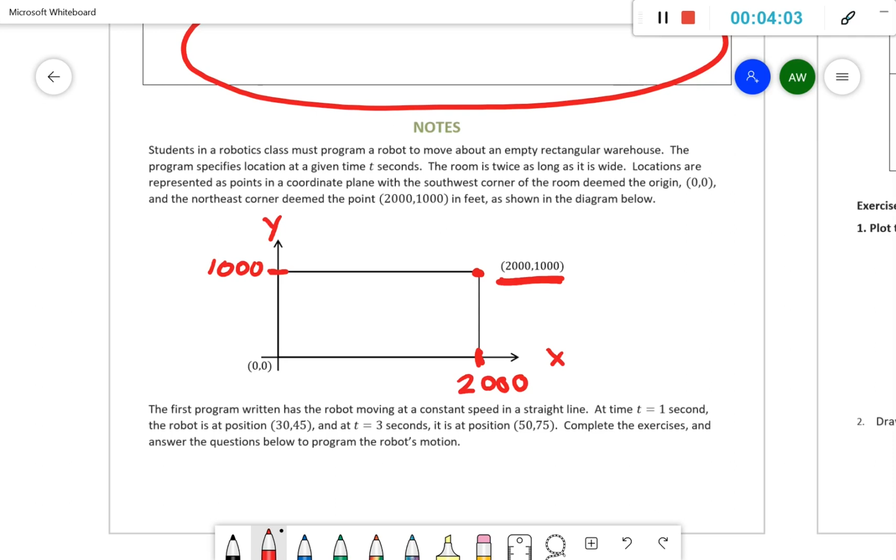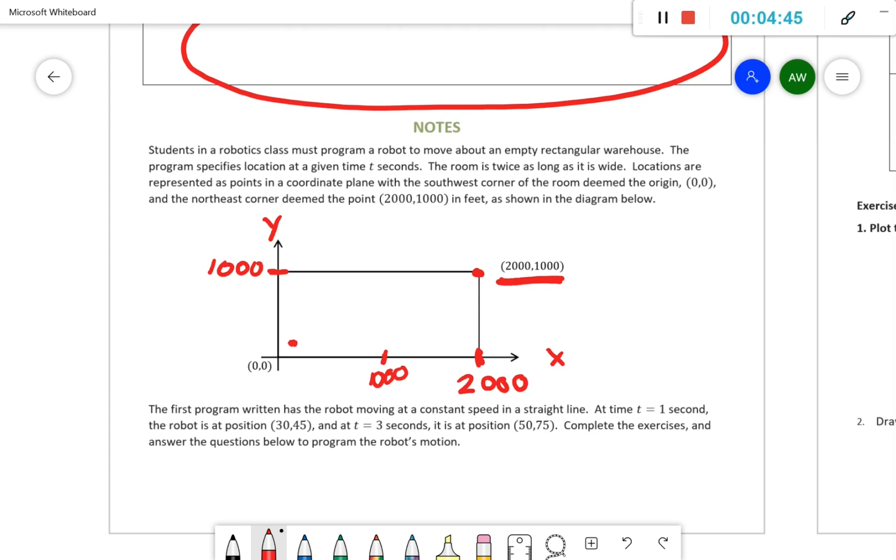This first piece of information says, the first program written has the robot moving at a constant speed in a straight line. At time t equals 1 second, the robot is at position 30, 45. Now keep in mind that this is 2,000, 1,000, right? So this is humongous. So right about here, we're at 1,000. So 30 is going to be pretty close here, and 45 is going to be pretty close here. I'm going to estimate that that's where our first point is, at 30, 45. And our second point is at 50, 75.